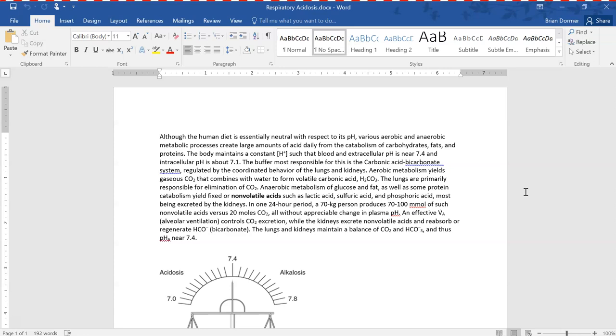And as we know, the body needs to maintain a particular constant of hydrogen or acidity, so it's always under bombardment, and it needs to make these changes through buffer systems. So the body maintains a constant hydrogen level such that blood and extracellular pH is near 7.4 and intracellular pH is about 7.1. The buffer most responsible for this is the carbonic acid bicarbonate system, which I just talked about, regulated by the coordinated behavior of the lungs and the kidneys.